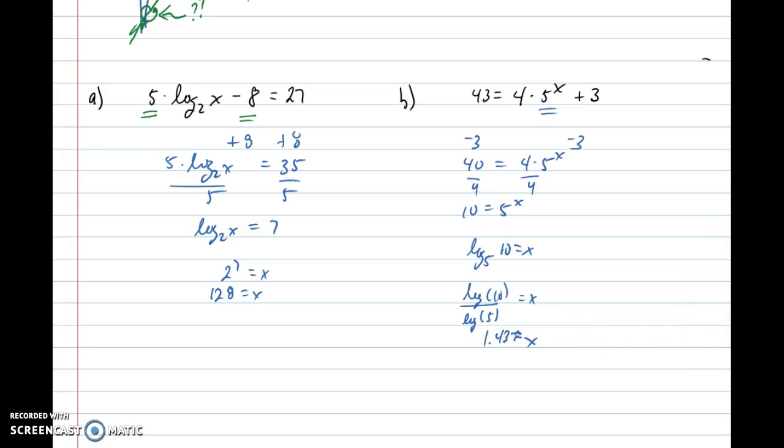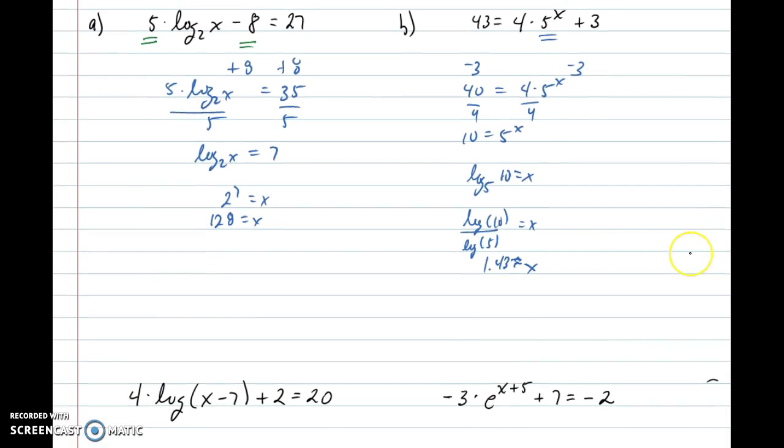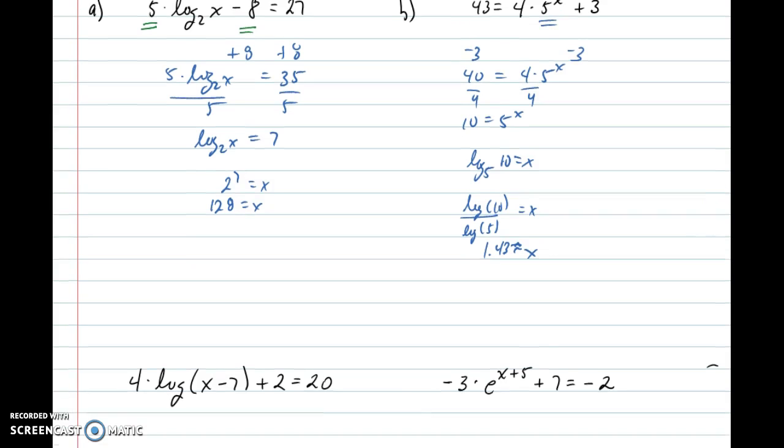So let's try another set. I'll leave those two up for a moment, and I want you to try these two at the bottom and see what you come up with. Again, you guys pause the video, and I'll wait for you here. Okay, so let's do these together.